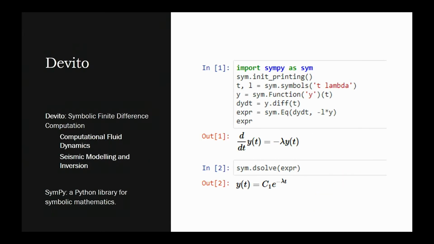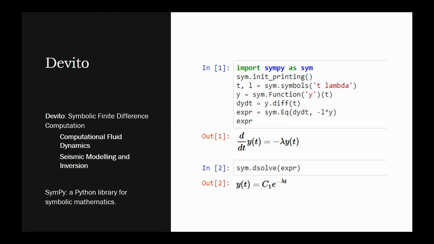And so in the end, I do want to spend like one or two minutes to talk about Devito. So at a high level, Devito is a symbolic finite difference computation. And it helps to address two important questions in the upstream oil and gas. One is computational fluid dynamics, which is super important in reservoir simulation. The other is seismic modeling and inversion. That's what we just covered.